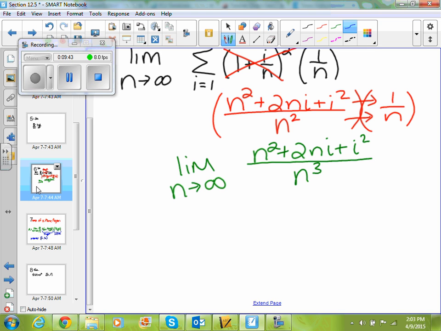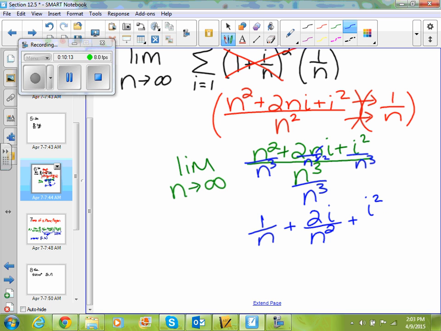Okay, and as we looked at yesterday, it's easiest to find limits as they approach infinity if you do them as fractions. So I'm going to divide everything by n cubed to turn it into a fraction. So n squared divided by n cubed is just 1 over n, plus 2ni. Well, this n will cancel with that and become 2i over n squared. And i squared stays i squared over n cubed. And n cubed divided by n cubed is just 1, and so I don't really have a fraction anymore.